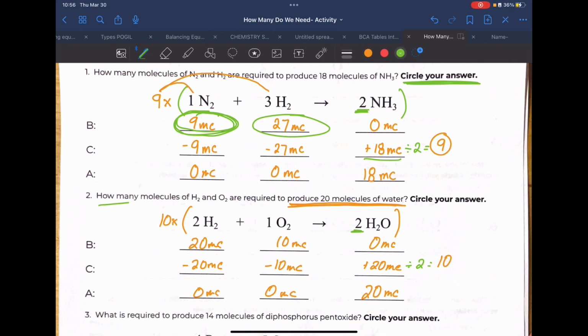I'm going to make sure that I'm answering my question. It's asking how many molecules of H2 and O2 are required to produce. Boop, boop, boop. There it is. Oh my God, that's wrong. Sorry, it's this one. 20 molecules of hydrogen and 10 molecules of oxygen. That is what is required to produce 20 molecules of water.